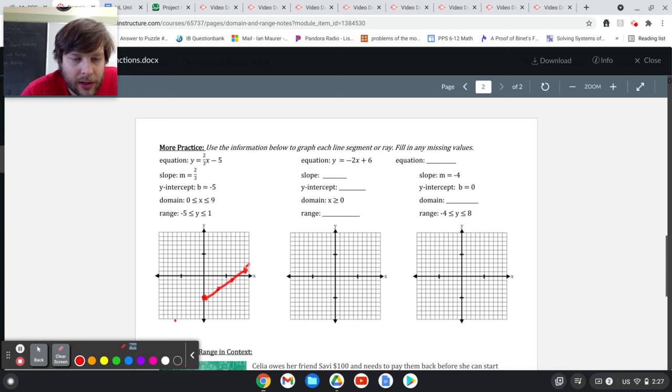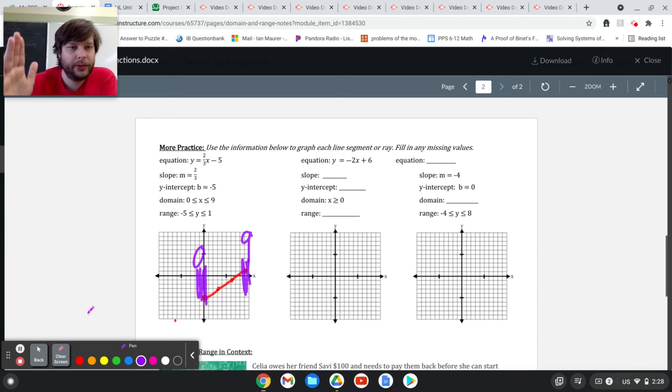So remember, domain goes from left to right. And if you look at the number on the left, the furthest left that it goes right here is 0. The furthest to the right that it goes is 9. That's domain. Left to right. Domain is the x's. Domain is horizontal.